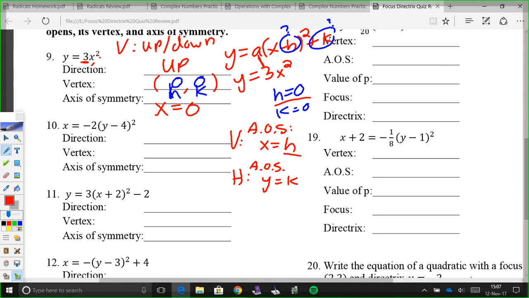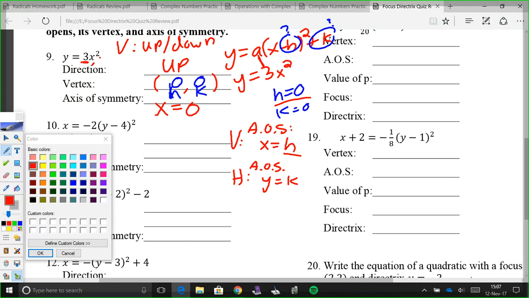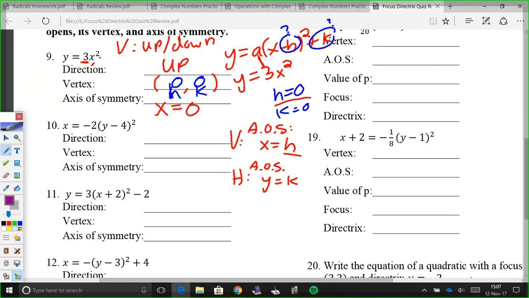Alright, so number 10. Let's see if I can keep some of that up there without having to erase any of it. Number 10, it's x equals, and it's got y being squared. Since it's the y being squared, this is a horizontal parabola, meaning it's going to open either left or right. So the a value, again, if you look at the equation, it's x equals a times (y minus k) squared plus h. That's the equation this is written in. The a is a negative 2. So since the a is a negative, and this is horizontal, this opens to the left.